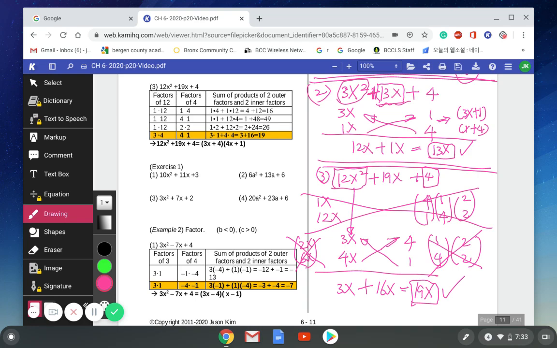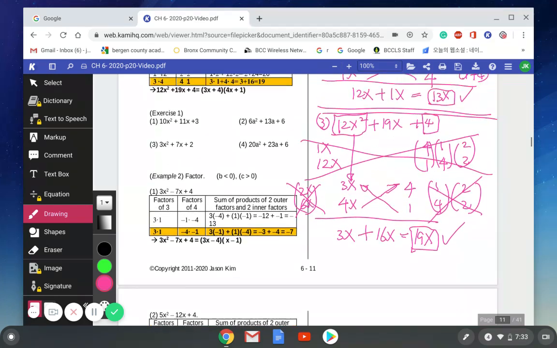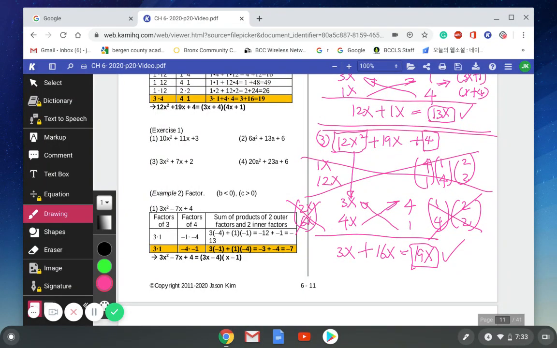Okay. So now I want you to try the 4 exercises. See if you can handle this. Try those and check your answer with the solution at the end of this section.